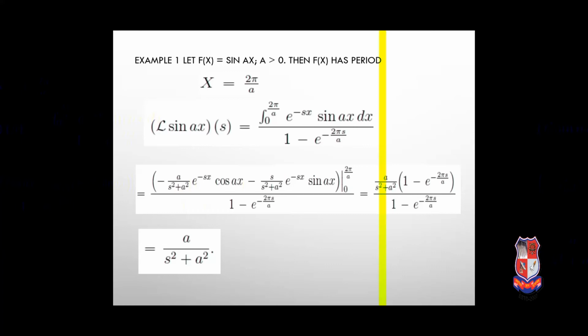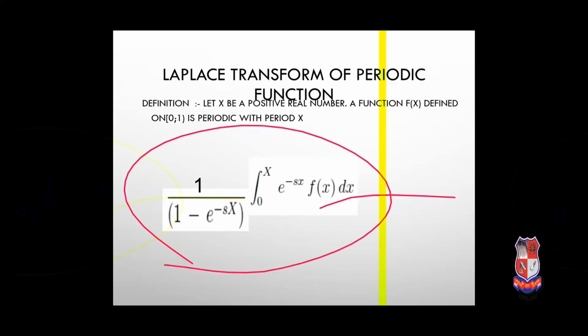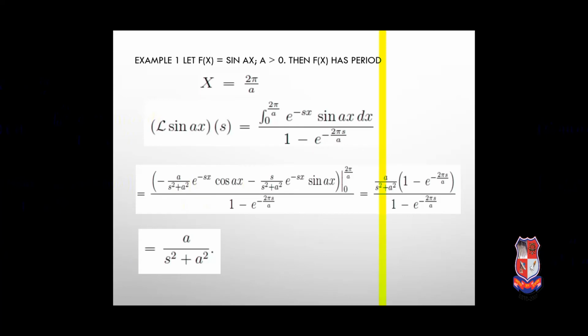Then we find the integration of the numerator, and the answer will be minus a upon s square plus a square e raised to minus sx cos ax minus 1, using the multiplication rule for integration, meaning the partial fraction method for integration.